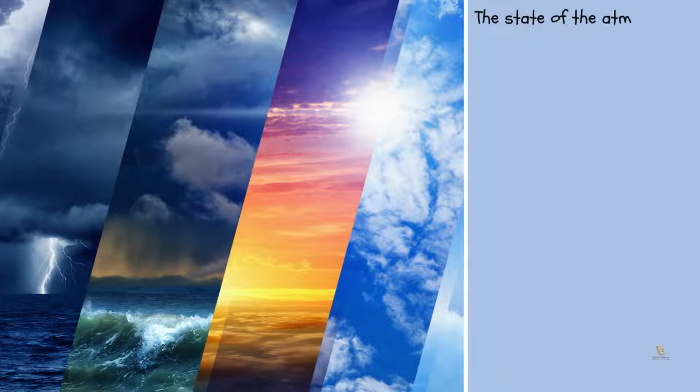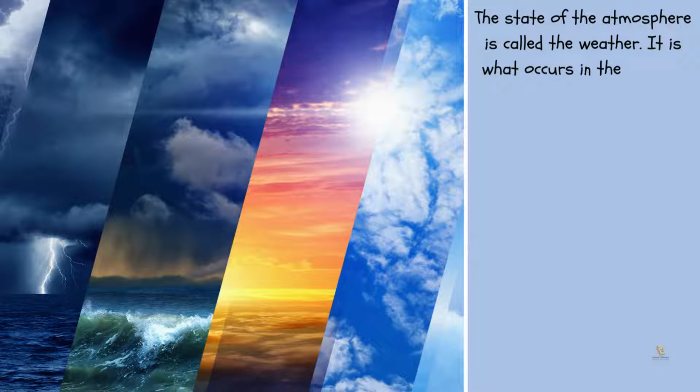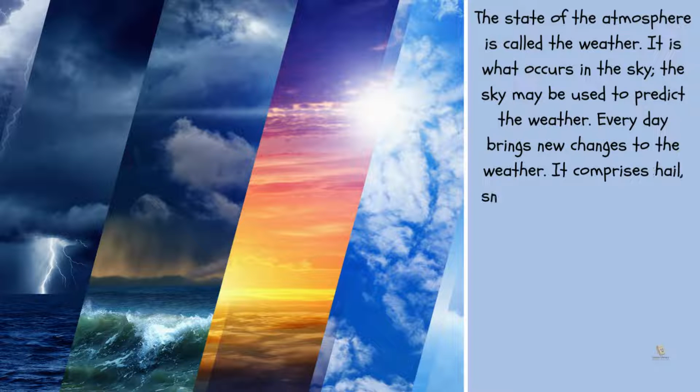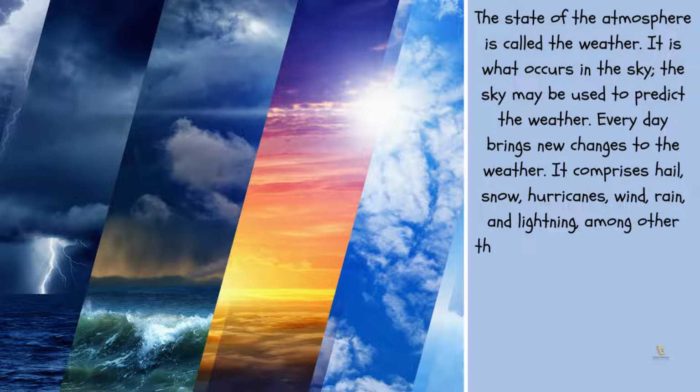The state of the atmosphere is called the weather. It is what occurs in the sky. The sky may be used to predict the weather. Every day brings new changes to the weather. It comprises hail, snow, hurricanes, wind, rain, and lightning, among other things.